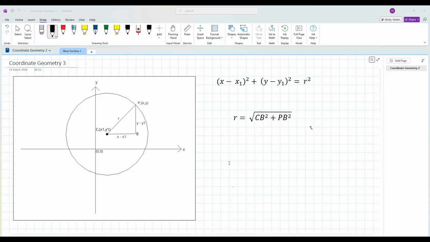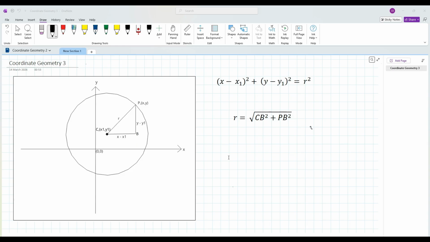In this tutorial we will be looking again at coordinate geometry, but this time we will be looking at the equation of a circle. So let's dive into this. Firstly, the equation of a circle is given by the formula (x minus x1) squared plus (y minus y1) squared equals r squared. Bring your attention to the graph on the left. We see that x1 and y1 are the coordinates of the centre of the circle labelled as C, and r is the radius of the circle.